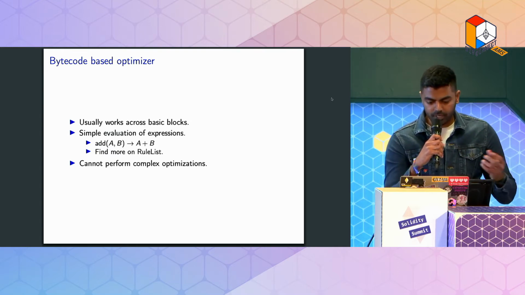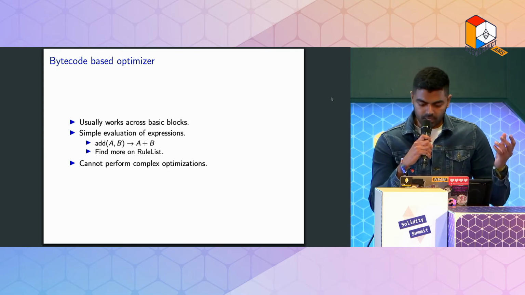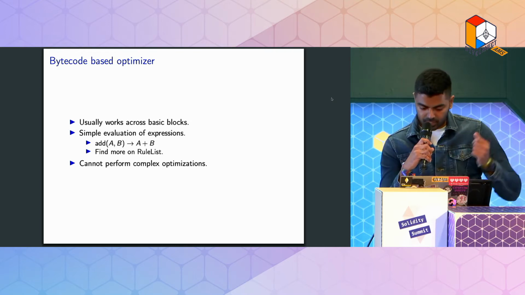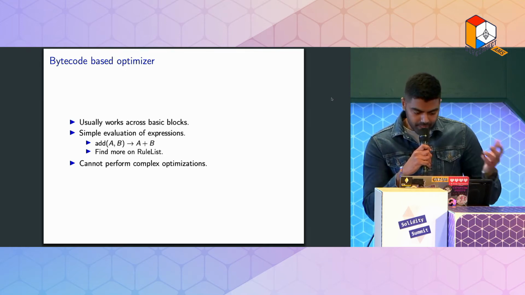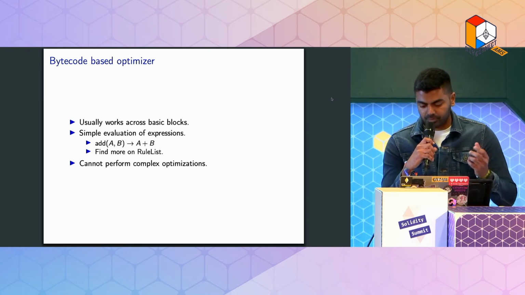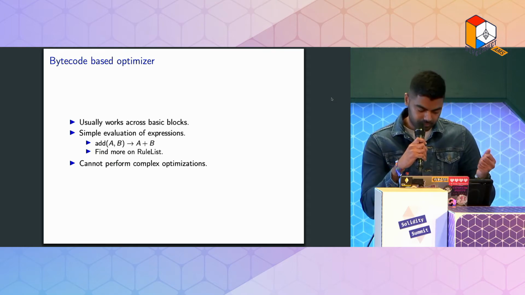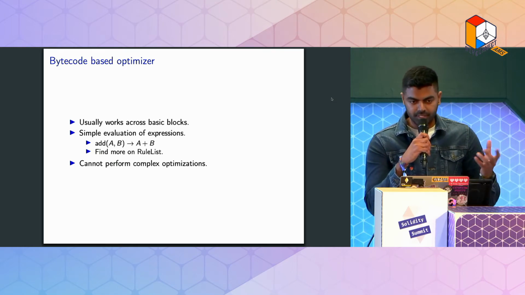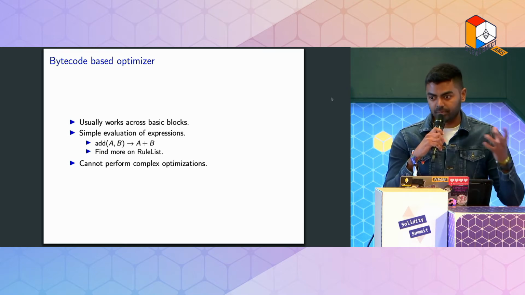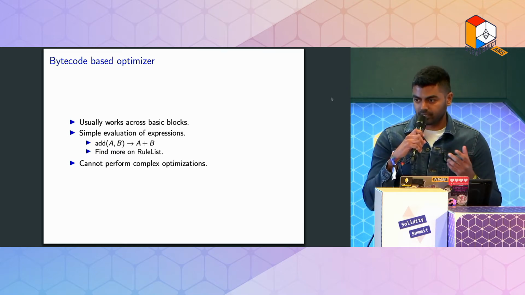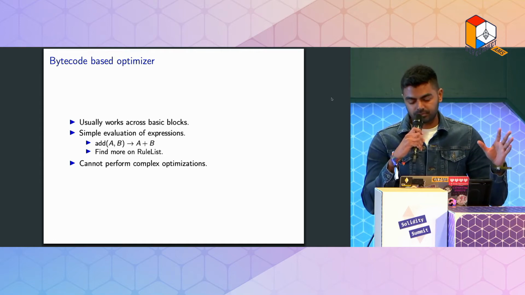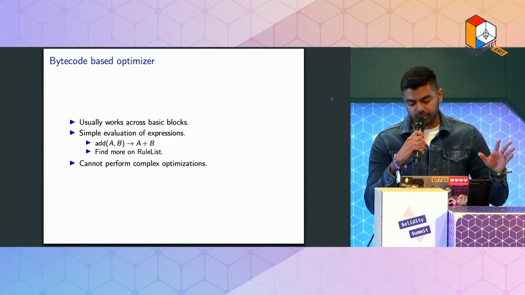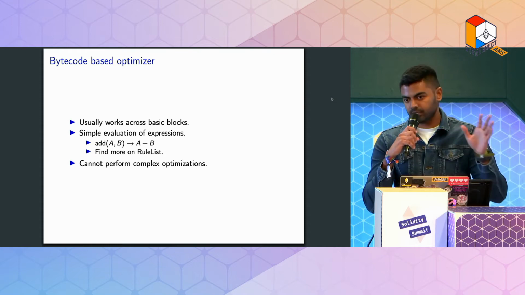You can find more in the rule list. Once you download the slides, you can click on the links. But the big downside is that it cannot really perform complex optimizations. Of course, you could always engineer it in such a way that it can perform significantly more complicated optimizations. But we also don't want to do it because of some engineering reasons that we will get into later.